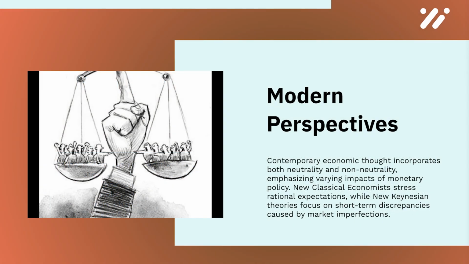Modern perspectives. Contemporary economic models, including the new classical and new Keynesian frameworks, incorporate elements of both neutrality and non-neutrality of money. For example, new classical economists emphasized the neutrality of money using the concept of rational expectations, where agents anticipate the effects of monetary policy and adjust their behavior accordingly. New Keynesian economists highlight short-term non-neutrality due to market imperfections, but agree with long-term neutrality.